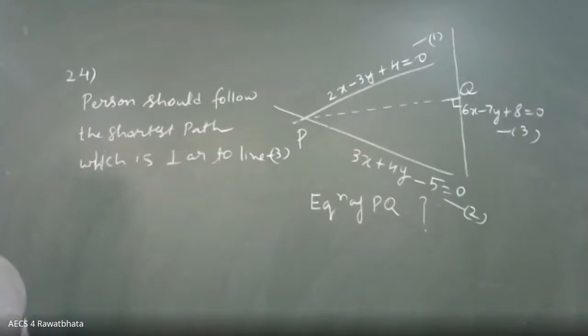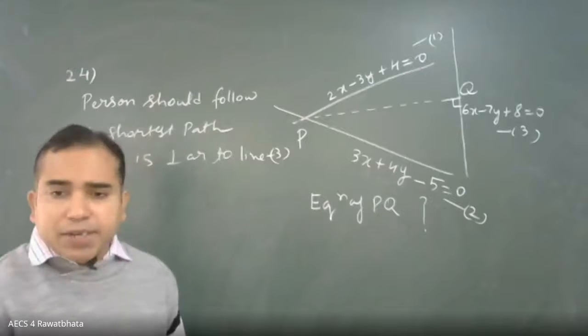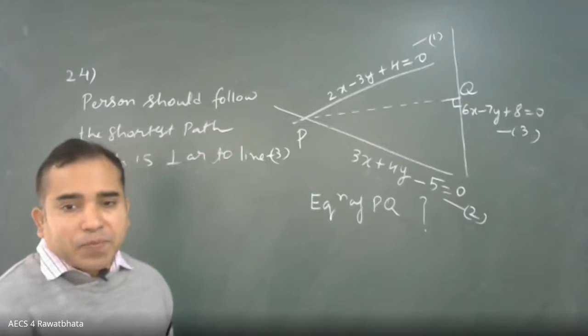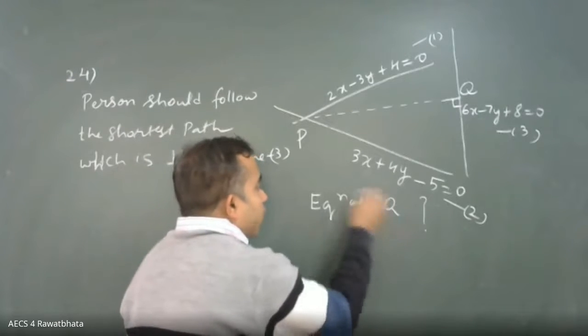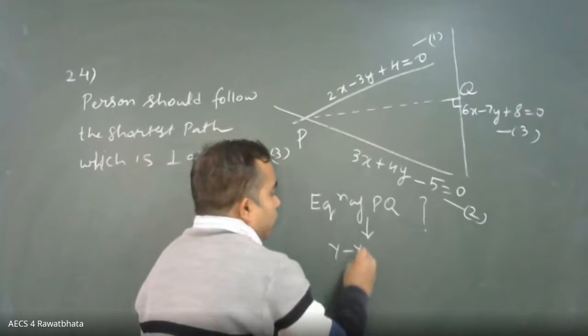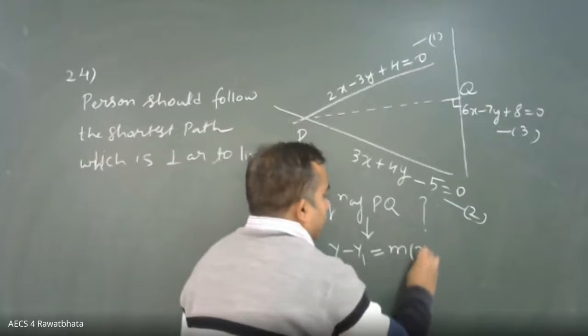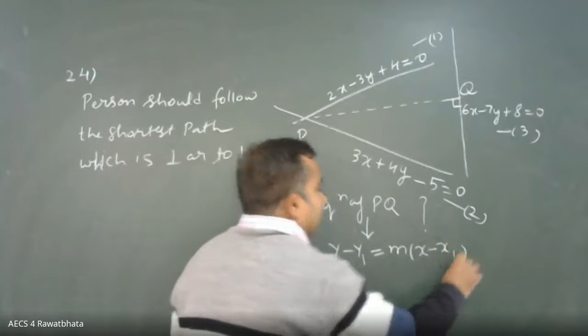So, any suggestion from anyone, students? So first we can solve equation 1 and 2. Correct. We will get P coordinates after that. So we will form an equation of the perpendicular line to Q with the point P in it. Yes, you should know that the PQ equation can be written by using the formula y minus y1 equals m into x minus x1.